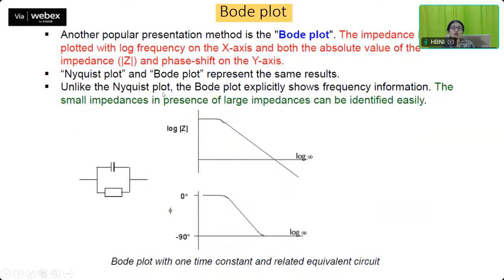But unlike the Nyquist plot, one very important thing is that the Bode plot explicitly shows you the frequency information. You have an idea of the frequency because it is plotted against the logarithm of frequency. So a small impedance in the presence of large impedances can be identified easily using a Bode plot.